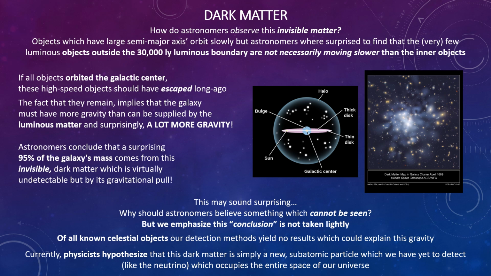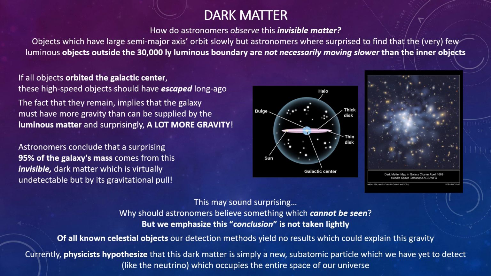The fact that they remain within our galaxy implies that there is more gravity than would be supplied by the luminous matter. In fact, there is a lot more gravity than luminous matter can account for. We actually have been able to conclude that 95% of the galaxy's mass comes from this invisible dark matter, which is virtually undetectable except by its gravitational pull.